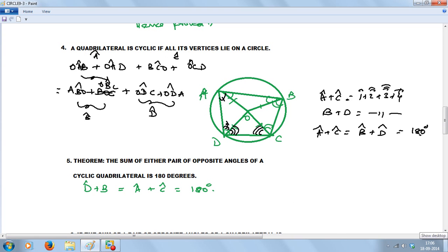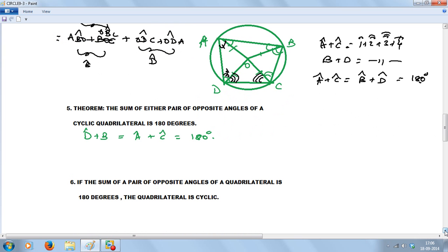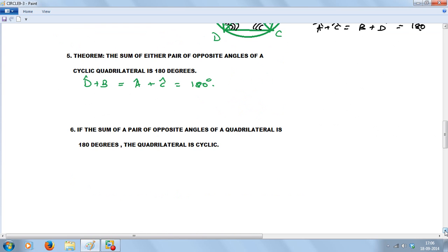So a quadrilateral is cyclic if all its vertices lie on a circle and the sum of either pair of opposite angles of a cyclic quadrilateral is 180 degrees. So we have combined those two problems. Next theorem. If the sum of a pair of opposite angles of a quadrilateral is 180 degrees, the quadrilateral is cyclic. It is just a converse of theorem 5.